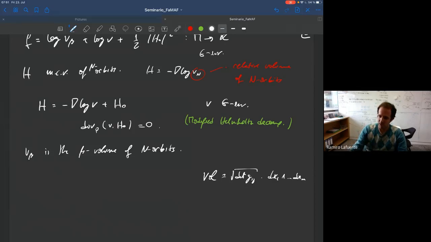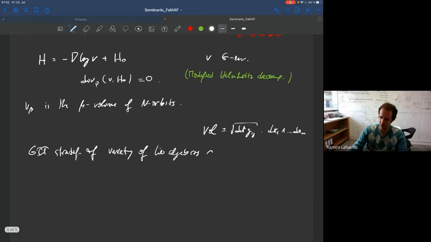The beta volume, so this is somehow what I call the relative volume of the orbit, right? It's the determinant g_ij. The beta volume is a determinant, but where you put weights in the exponents of this determinant, right? And the weights come from geometric invariant theory. So the GIT stratification of the variety of the algebras gives you some weights, which are rational numbers, positive rational numbers.